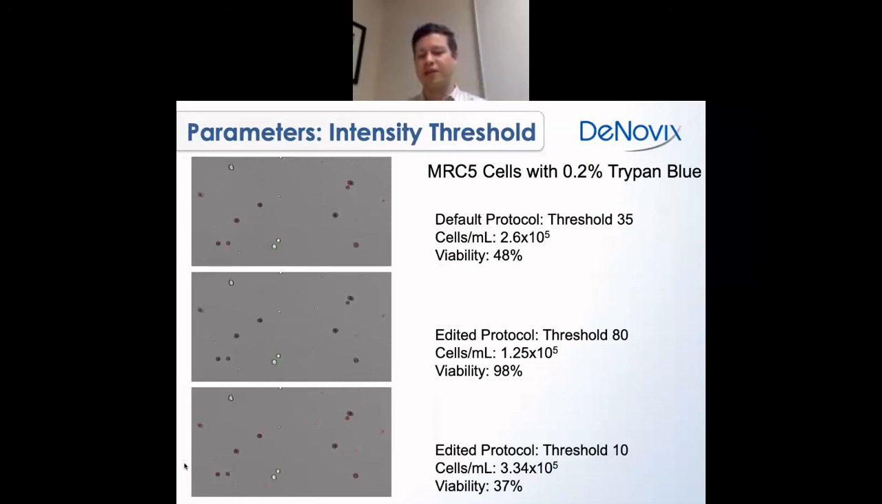And then bringing that way down the other way, down to 10, your viability goes down to 37%, and your cells per mil goes way up. So a lot of things are getting counted as cells now.